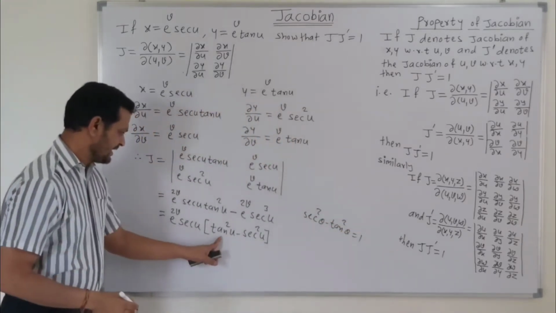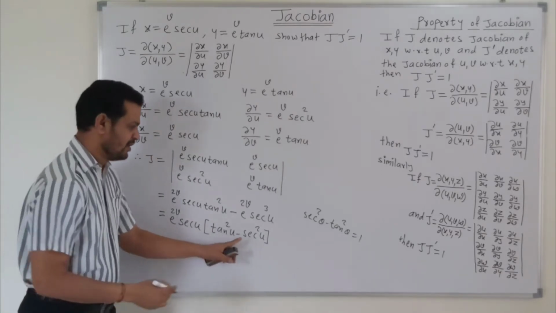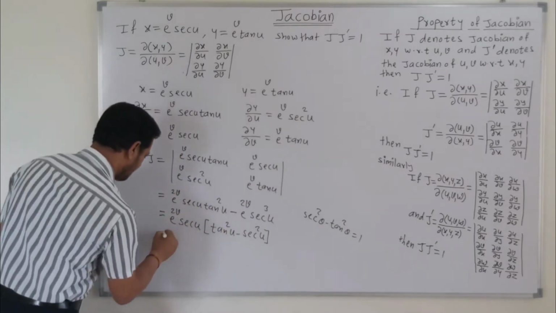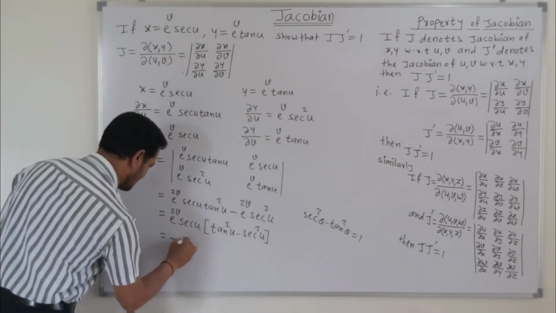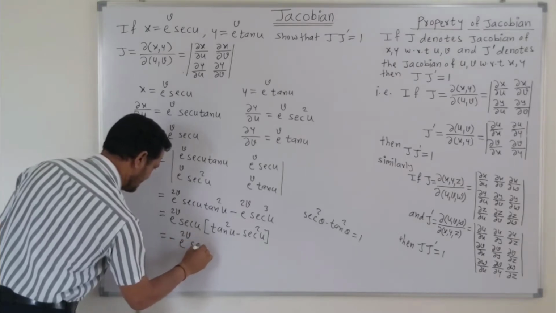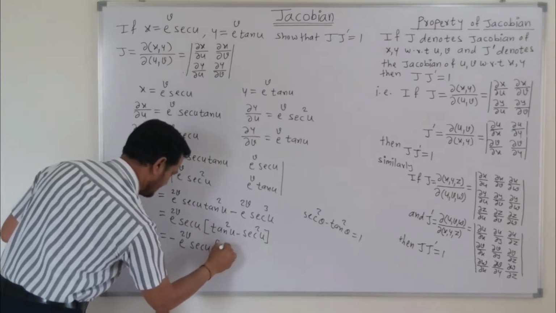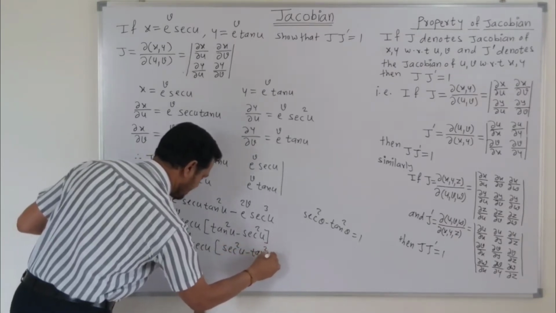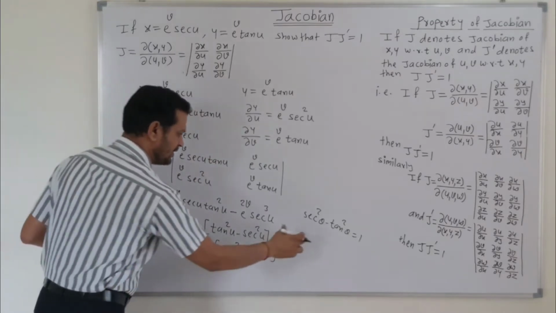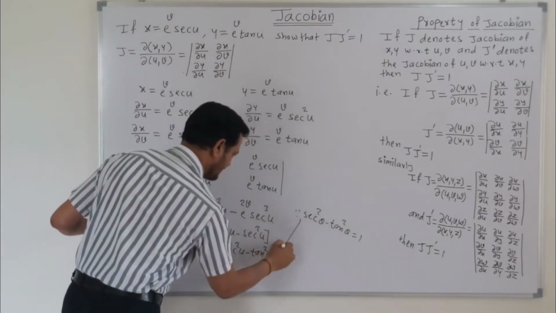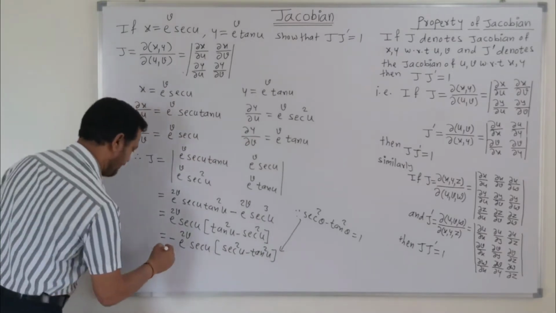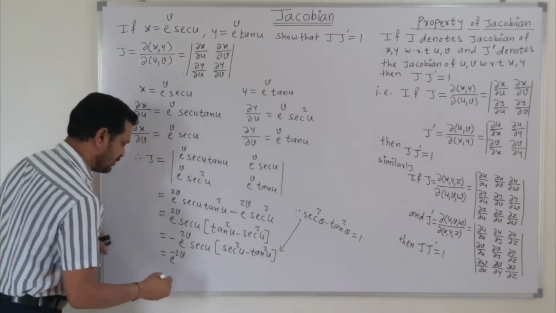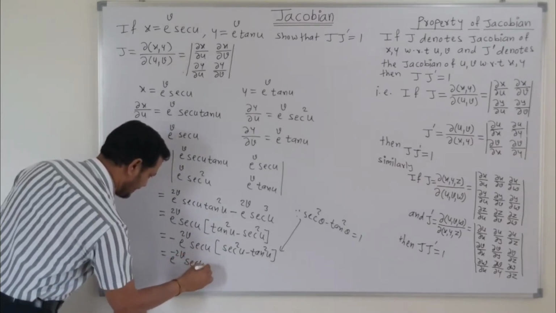So here we get tan square theta minus sec square theta. If we reverse the terms after taking the minus sign common, we get minus e raised to 2v, then sec of u, then sec square of u minus tan square of u. According to this formula, we get the value of this term as 1, and finally we reach the answer as minus e raised to 2v into sec of u.